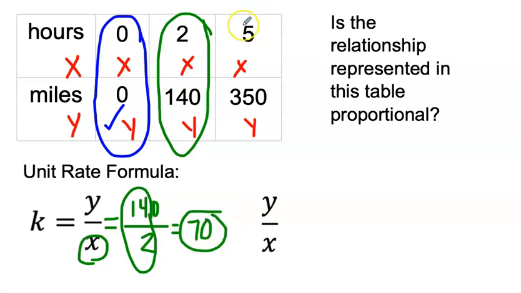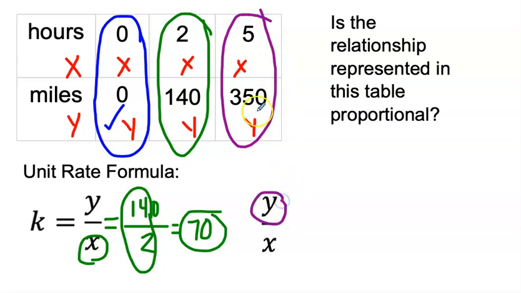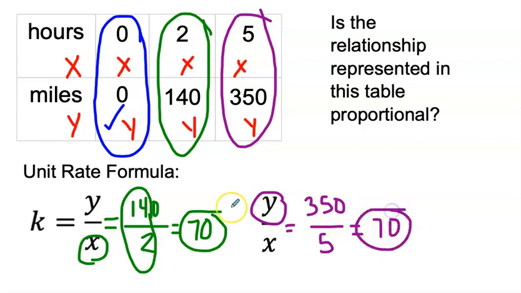Pick a different color. The y value is 350, so that goes in the numerator. And the x value is 5. 35 divided by 5 is 7, so 350 divided by 5 is 70. The unit rate was 70, and then again it was 70. Since the unit rate was the same throughout the whole table, this is a proportional relationship between miles and hours.